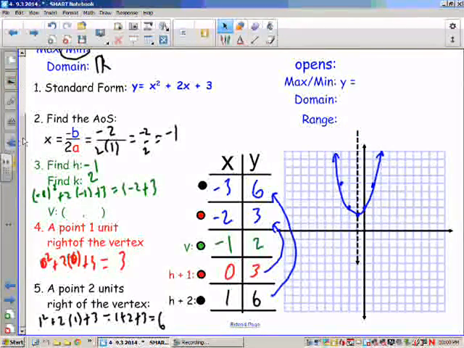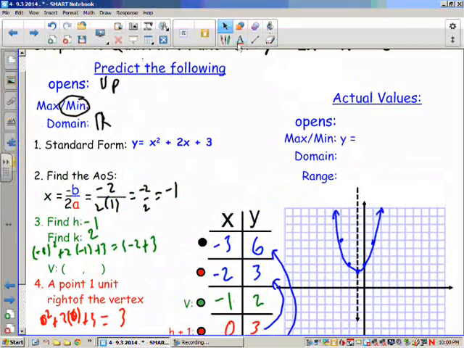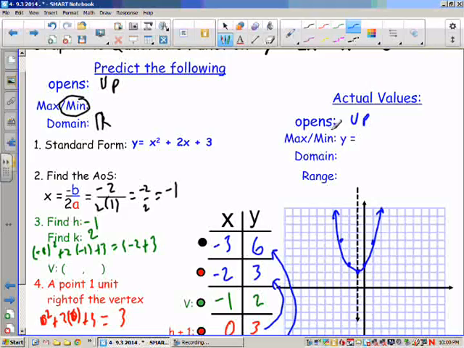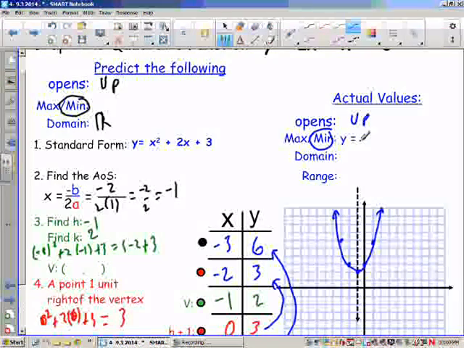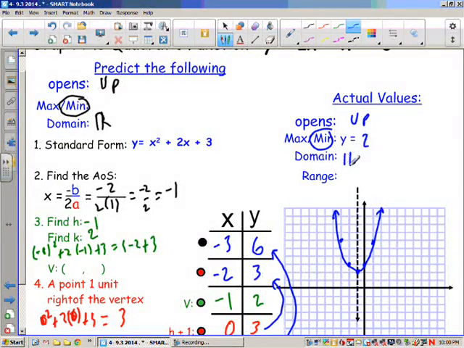Alright, so let's see what we get for information, see if it matches up. It does open up. It has a minimum at y equals 2. The domain again is all reals. And the range, all values have to be 2 or larger. We'll call that y greater than or equal to 2.